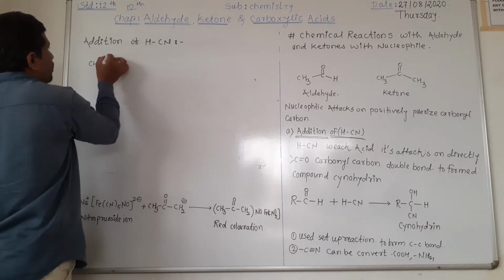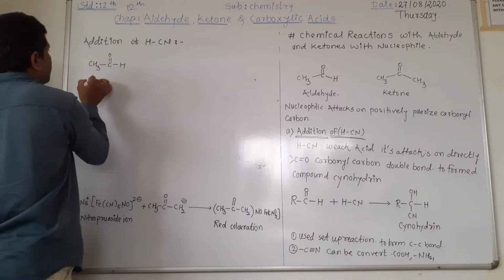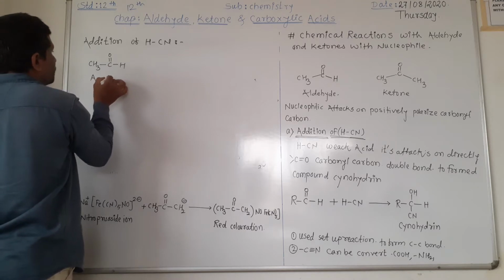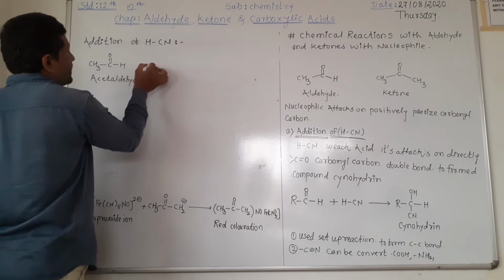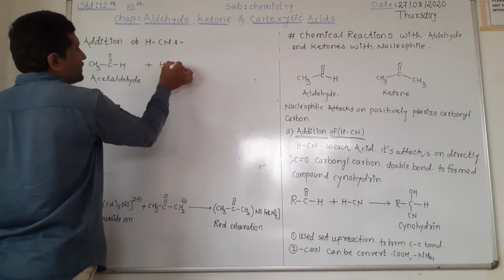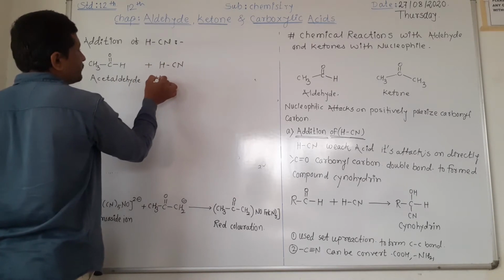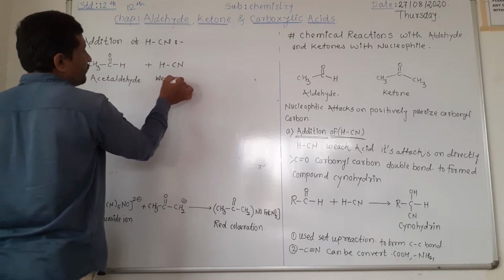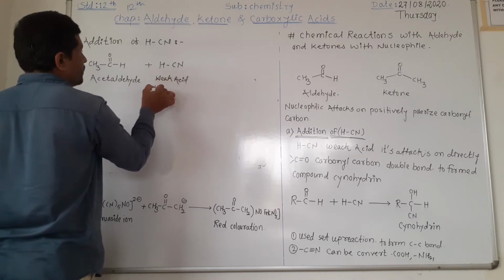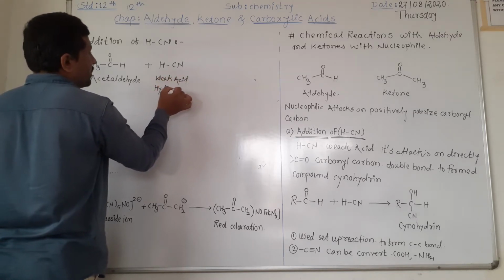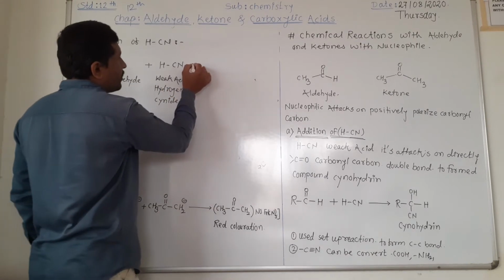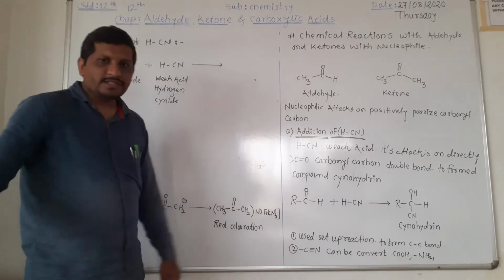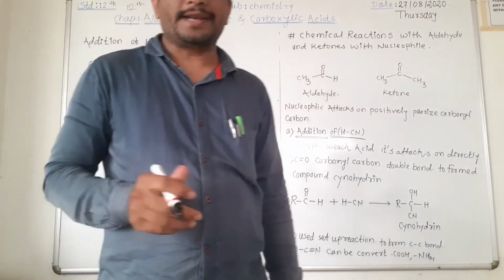CH3 C double bond O H, acetaldehyde, reacts with the weak acid hydrogen cyanide to give the product cyanohydrin.